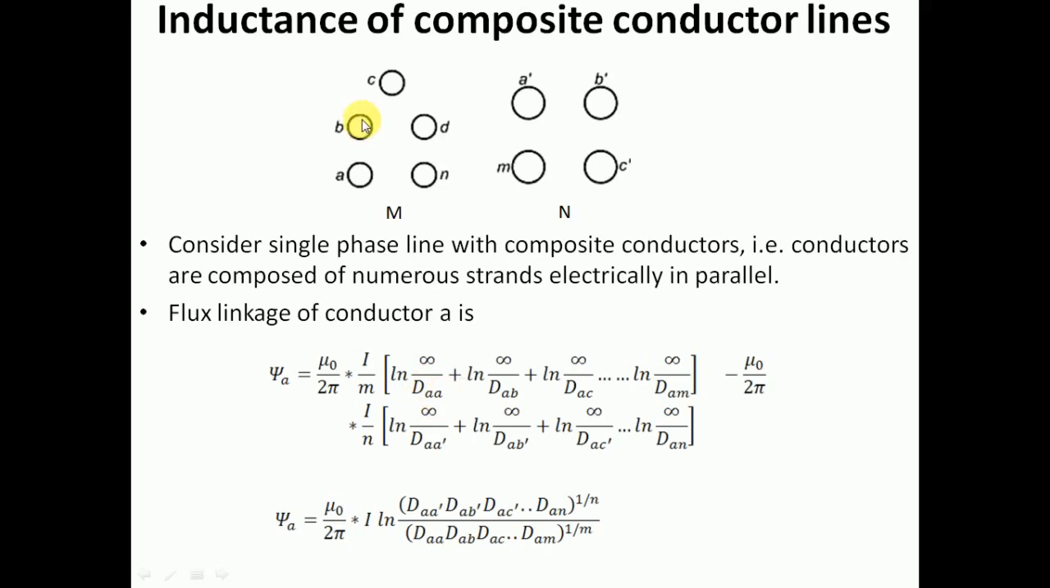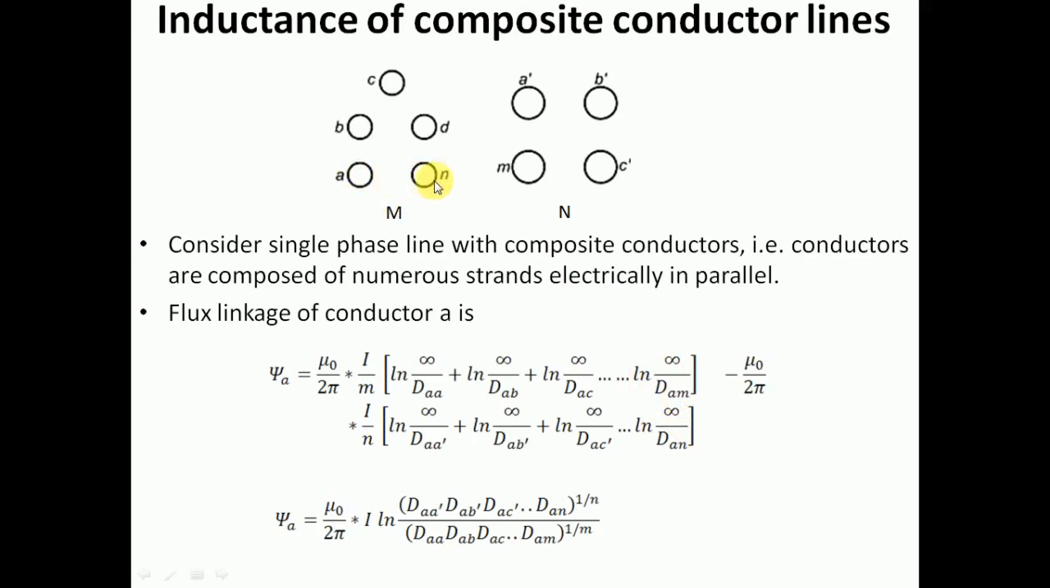Next is the external flux linkage due to this conductor small b. The distance between these two conductors is indicated as dAB. So definitely we can write the external flux linkage due to this conductor alone is mu 0 by 2 pi I by m natural log of infinity by dAB. Similarly, the external flux linkage due to conductor C can be written like that. We can write the external flux linkage of all conductors, that is all subconductors in this single line. As I told, there are m subconductors, so the last term will be natural log of infinity by dAm. dAm is actually the distance between these two subconductors.